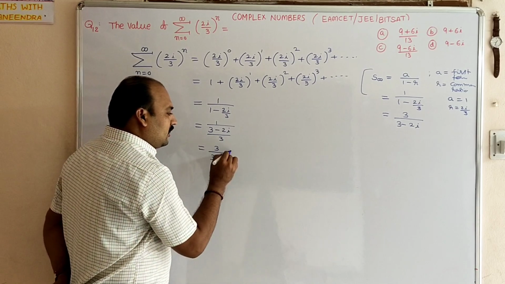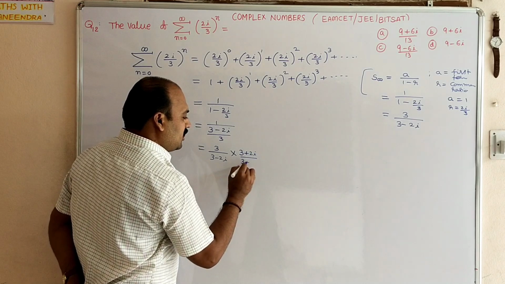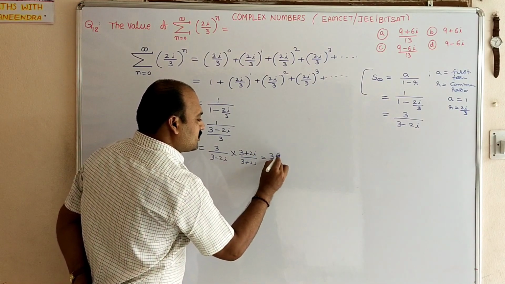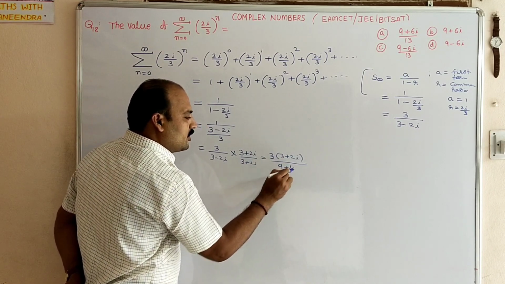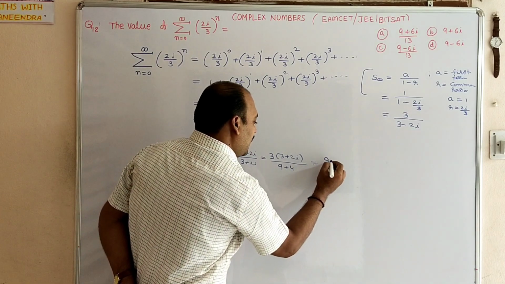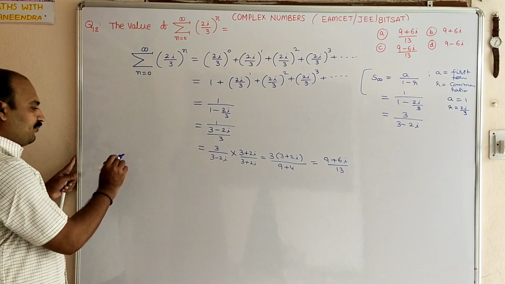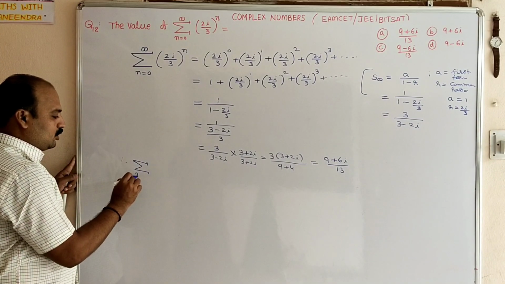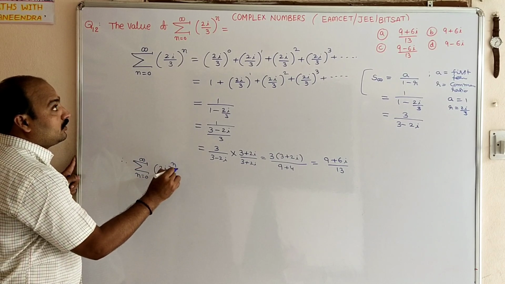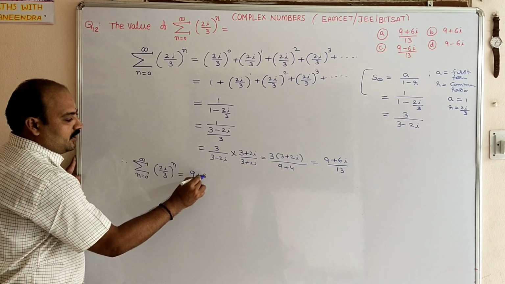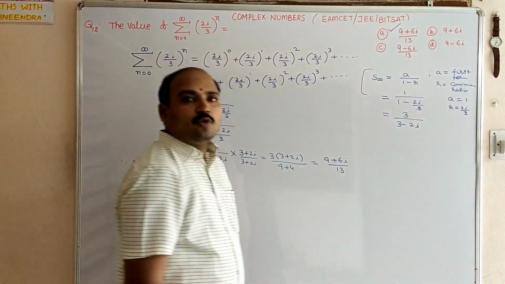By rationalizing, 3 plus 2i is the complex conjugate, multiplying and dividing with that. So 3 times (3 plus 2i) divided by (a plus b) into (a minus b), a square minus b square, so 9 plus 4, 13. So 3 threes are 9 plus 6i divided by 13, which is the right option. Therefore, sigma n equal to 0 to infinity (2i by 3) whole power n is equal to (9 plus 6i) divided by 13, which is there in the first option. We will move to the next question now.